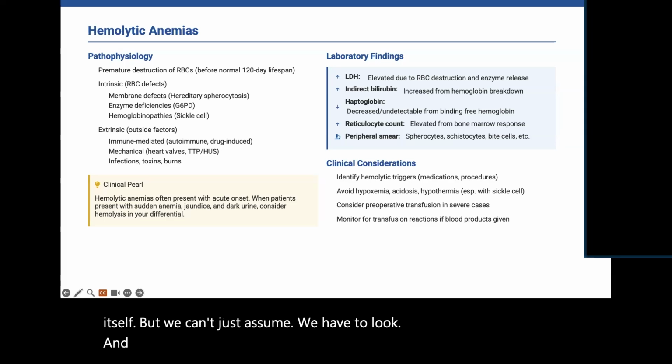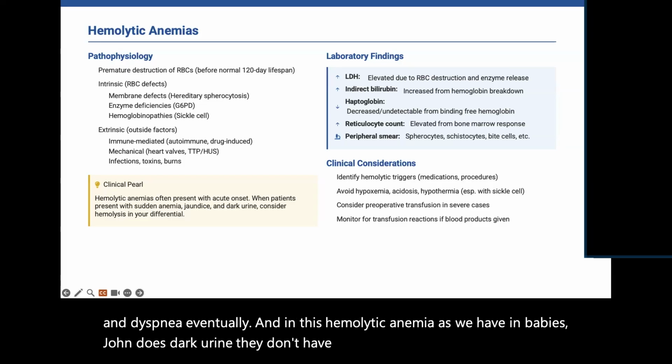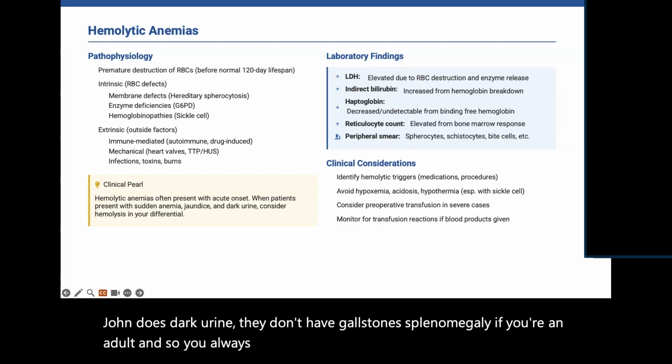And the clinical manifestations of any anemia are going to be fatigue and pallor and dyspnea eventually. And in this hemolytic anemia, as we have in babies, jaundice, dark urine, gallstones, splenomegaly if you're an adult. And so you always want to check what to determine this anemia profile.